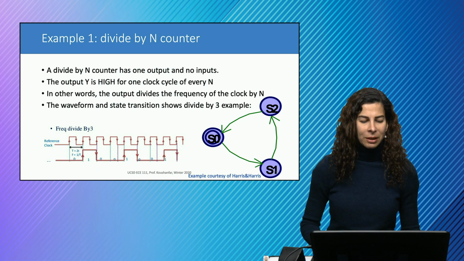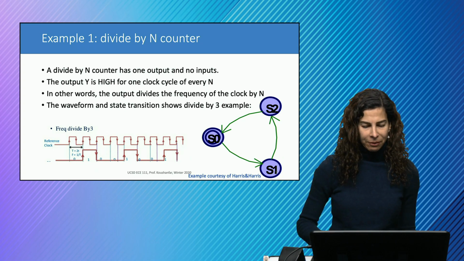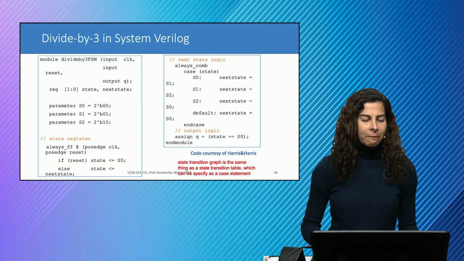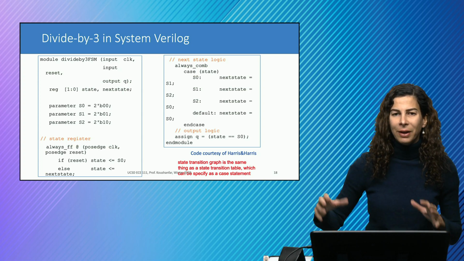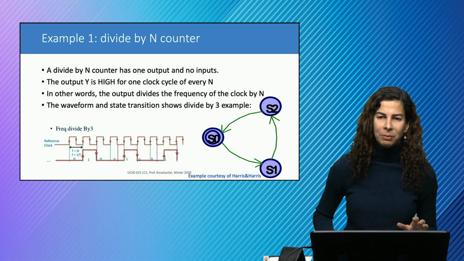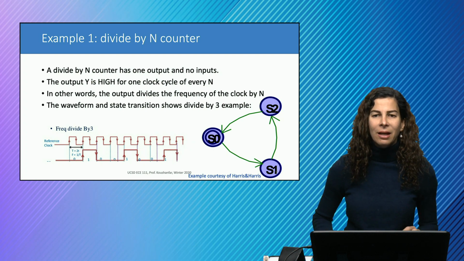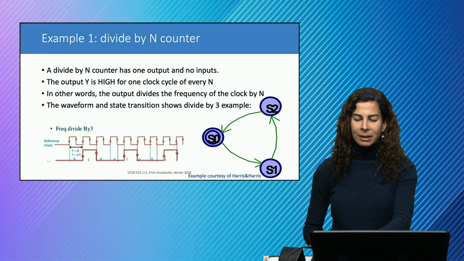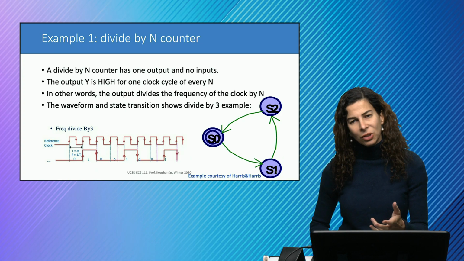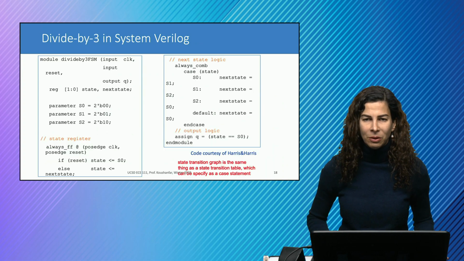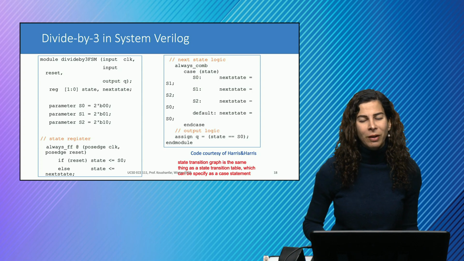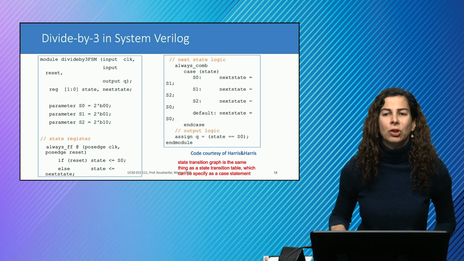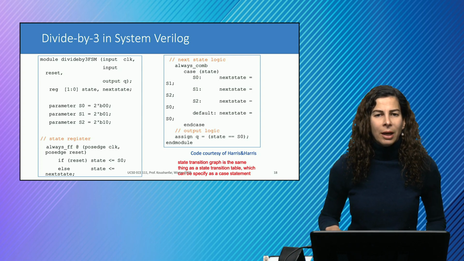Here I'm showing just a waveform of the divide by 3 example. In SystemVerilog, we are going to keep that finite state machine that we had in the previous page with 3 states in a parametric format. So let's just define parameters S0, S1, S2. We could give them initial values, but those initial values typically don't mean much to the synthesis tool.